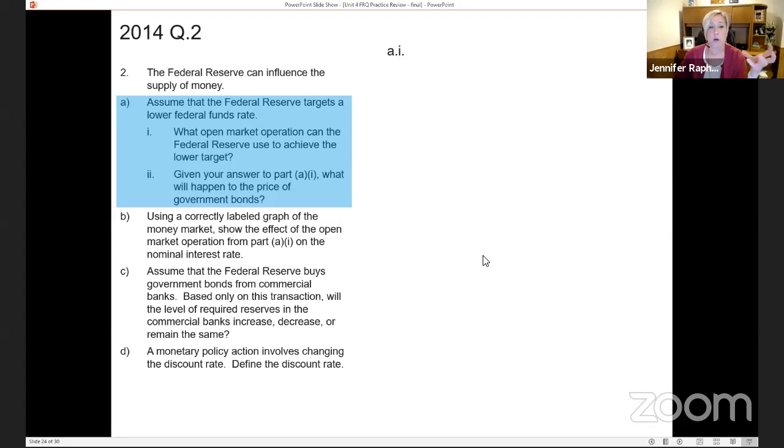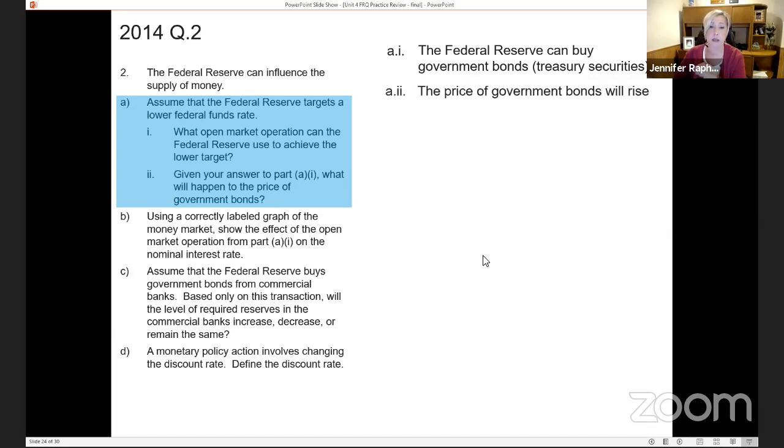So we know that the Fed targeting a lower federal funds rate means increasing the money supply, making the money supply bigger. The open market operation to make the money supply bigger is to buy bonds. So the Federal Reserve can buy government bonds. You could also say the Federal Reserve can buy Treasury securities. And then as a result of the decrease in the nominal interest rate, the price of government bonds will rise. We know that inverse relationship exists.